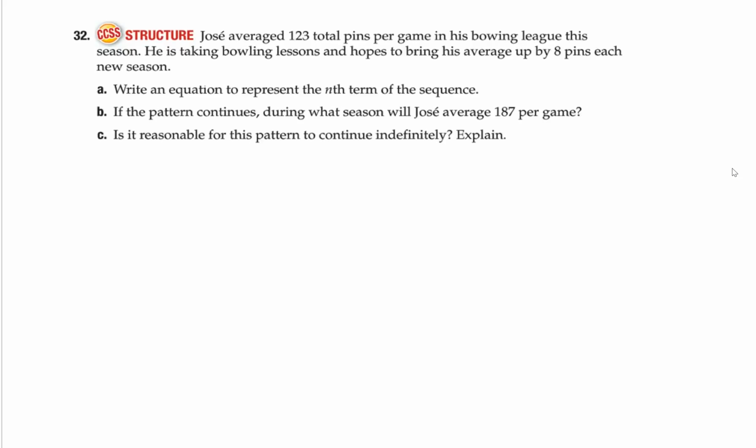Next one. Jose averaged 123 total pins in his bowling league this season. He is taking bowling lessons and hopes to bring his average up by 8 pins each new season. Write an equation to represent the nth term of the sequence. So let's see what's going on. He starts off with 123 total pins. That's a1. He hopes to go up by 8 pins, so my common difference is going to be 8.